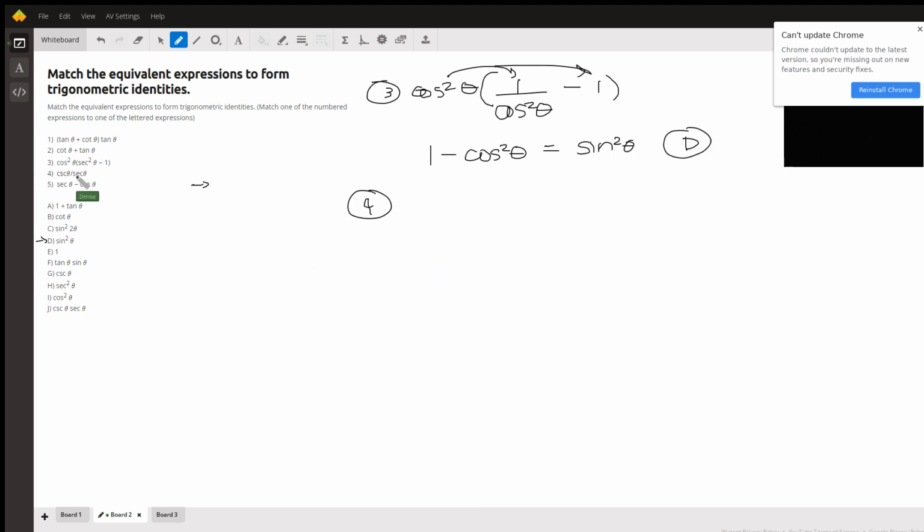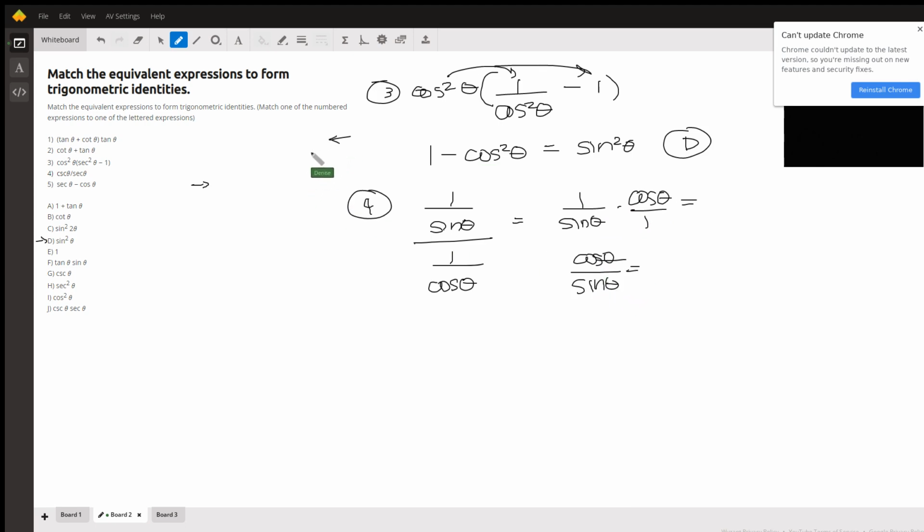Moving on to 4 here, I'm going to rewrite this cosecant as 1 over sine theta over 1 over cosine theta. When I divide fractions, it's multiplying by the reciprocal. So this will be cosine theta over 1. And then when I multiply these across, I get cosine theta over sine theta. And that is this quotient identity here. So this is cotangent theta. And that is going to be equal to B on my list.